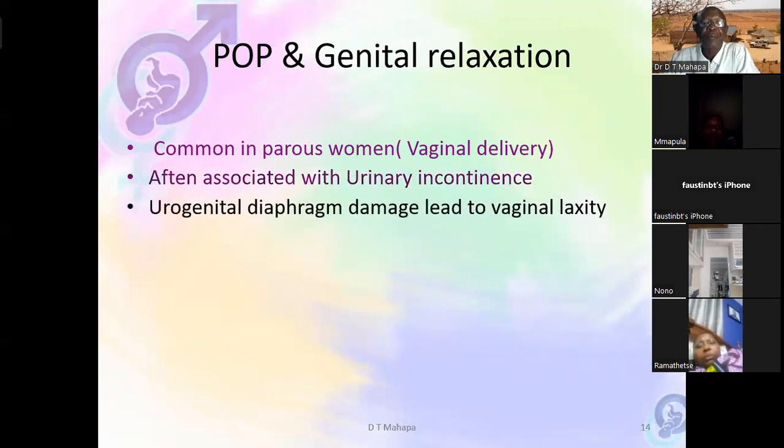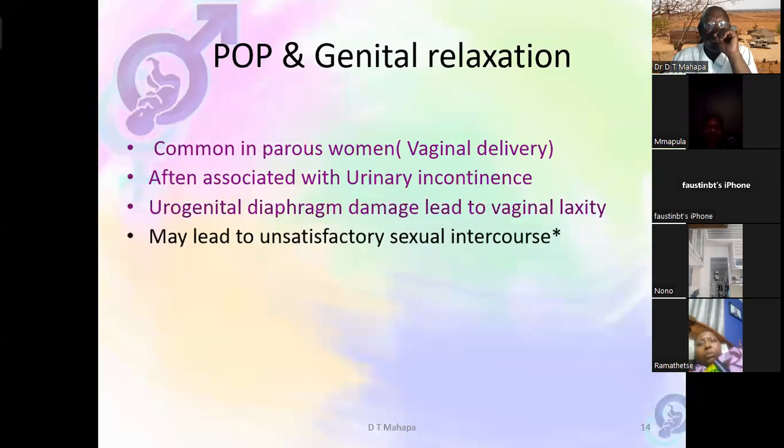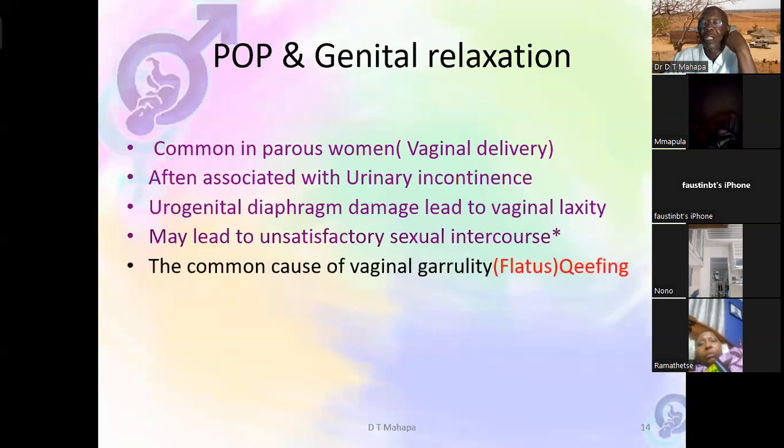The urogenital diaphragm, which is the most superficial layer that supports the pelvic structures, if it's damaged, you won't only have pelvic organ prolapse. There will also be vaginal laxity, which we'll discuss later, which I added here. And vaginal laxity is the commonest cause of unsatisfactory sexual intercourse in most couples. It is also the commonest cause of a very embarrassing condition that women undergo, which some people call vaginal flatus or queefing. We'll discuss queefing later.